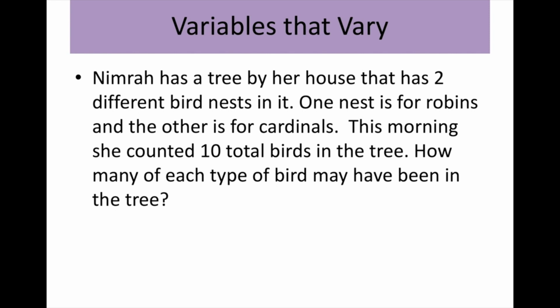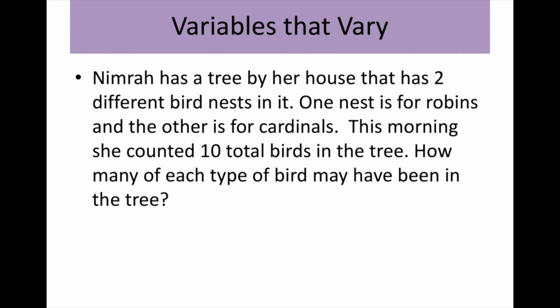So in this word problem, Nimra has a tree by her house that has 2 different bird nests in it. One nest is for robins and the other is for cardinals. This morning, she counted 10 total birds in the tree. How many of each type of bird might there have been in the tree? Well, if you think about it, there is not one answer to this question, right? You could have 1 robin and 9 cardinals, or 5 robins and 5 cardinals. There's lots of possibilities here.